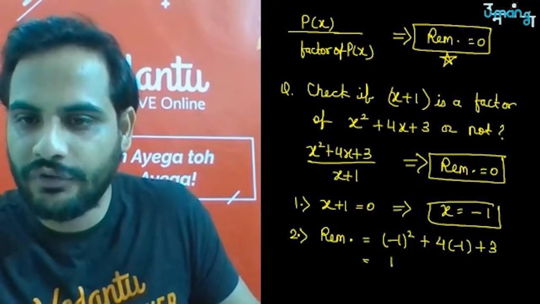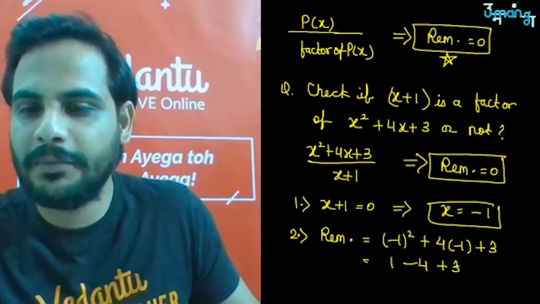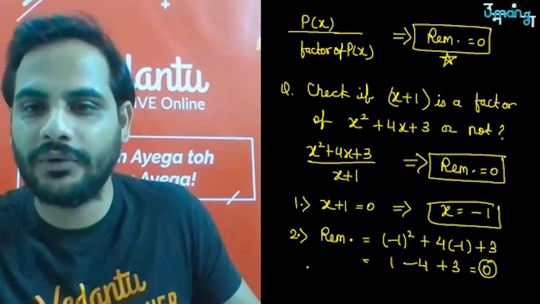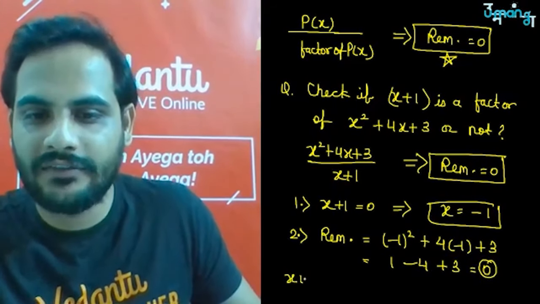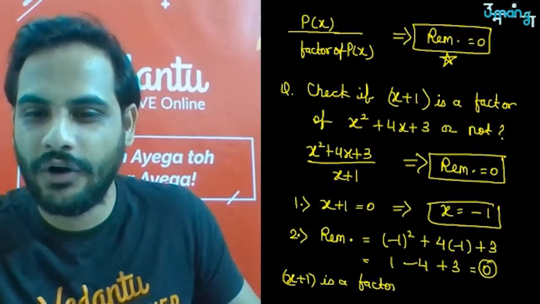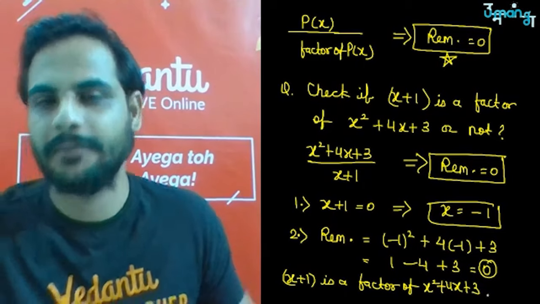So minus 1 whole square is 1. 4 into minus 1 is minus 4, plus 3. So 1 plus 3 is 4, minus 4 is equal to 0. So you can see remainder is equal to 0. So if remainder is equal to 0, I can say x plus 1 is a factor of x square plus 4x plus 3. Got it?